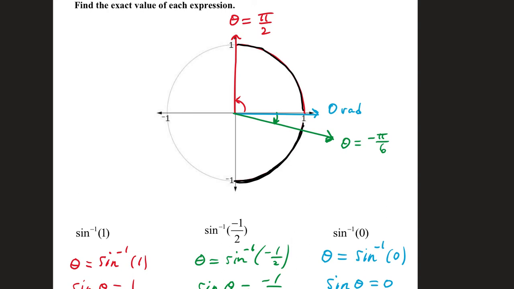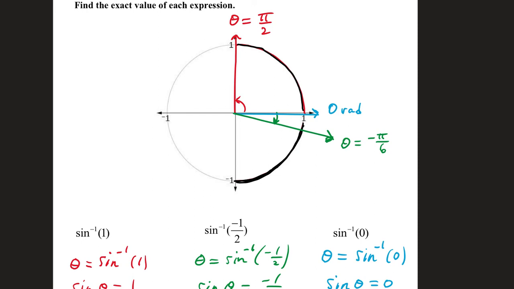It's a little tricky, and we're going to do one that handles that. The example at the bottom left of your screen, with sine inverse, you're looking for the angle that has a y-coordinate of 1. A y-coordinate of 1 occurs at the top of your unit circle at angle pi over 2. And so that's your sine inverse of 1.